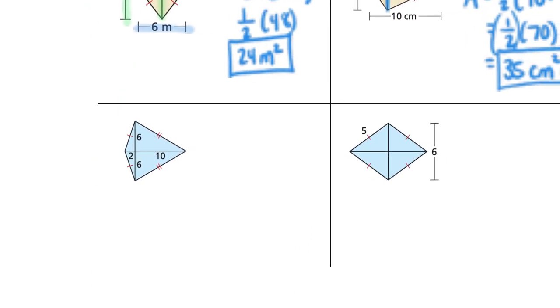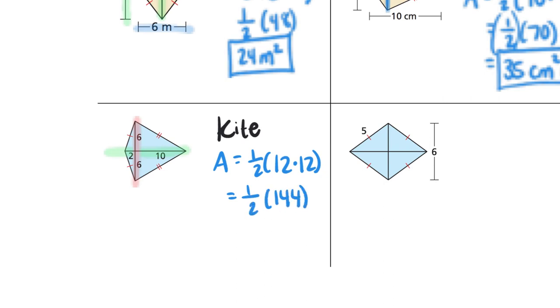The next one is also a kite, and we also know how long the diagonals are. So we know one of them is 12, and one of them is also 12. So both of the diagonals are 12 in this kite. So when we do our formula, I'm just going to write that it's a kite up here. We have area equals 1/2 D1 times D2. So it'd be 1/2 times 144, which should be 72. This one doesn't have a unit on it, but the area is 72.